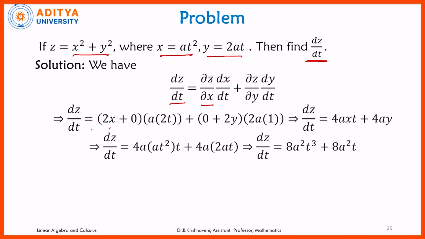With respect to x is 2x, y square is 0, into dx by dt, given x is at square, gives a into 2t, plus dou z by dou y. Now x constant, x square derivative 0, y square derivative is 2y into dy by dt, and given y is 2at, dy by dt is 2a into 1. So dz by dt is equal to 4a xt plus 4ay. Now in this substitute what is x and what is y, that is at square and 2at respectively. You get dz by dt is equal to 8a square t cubed plus 8a square t.